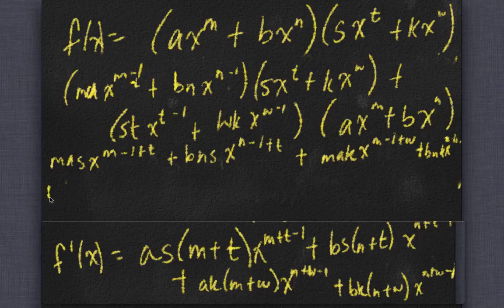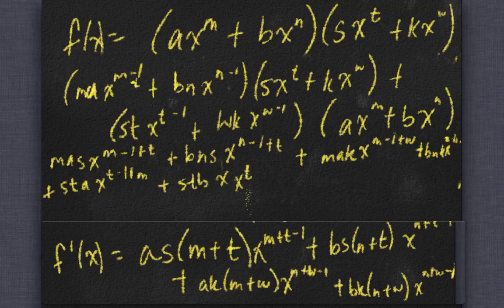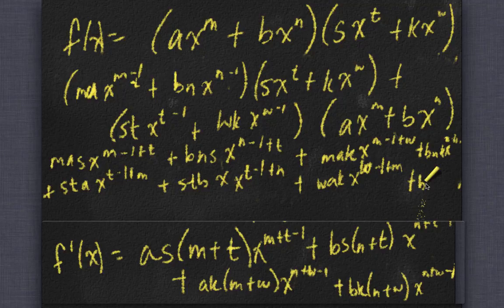plus, so that's the first line, STA x to the t minus 1 plus m plus STB x to the t minus 1 plus n plus WAK x to the w minus 1 plus m plus BWK x to the w minus 1 plus n. Sorry, my computer notified me of something, so I have to delete that little bit.